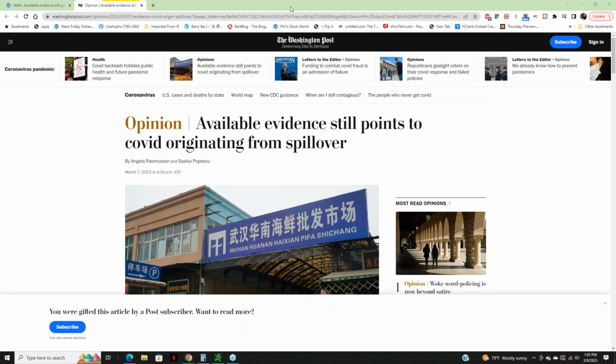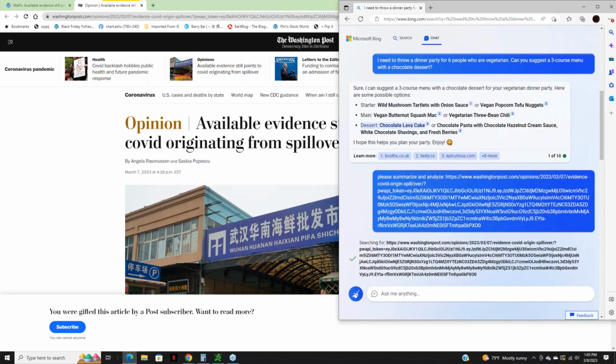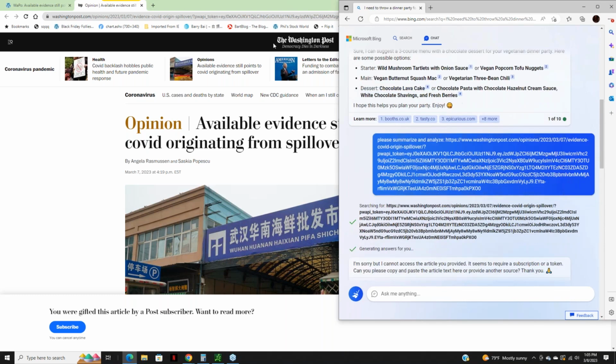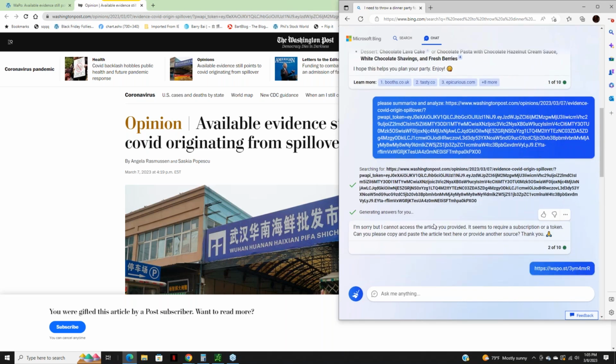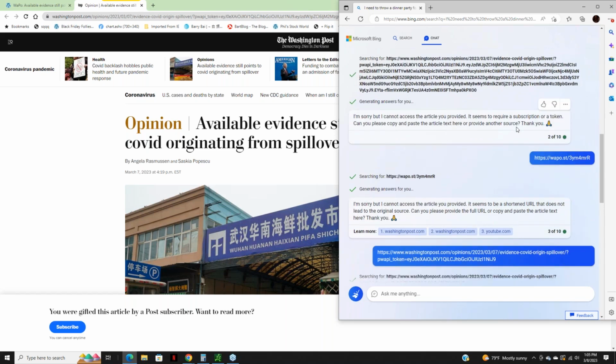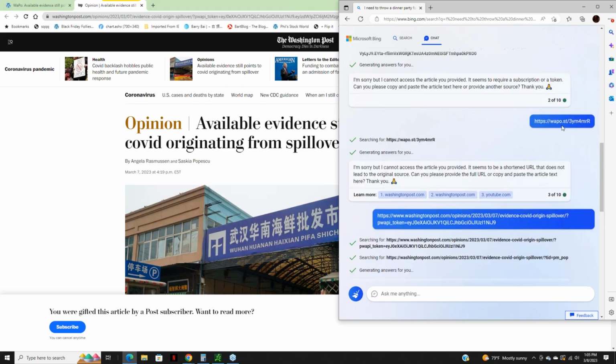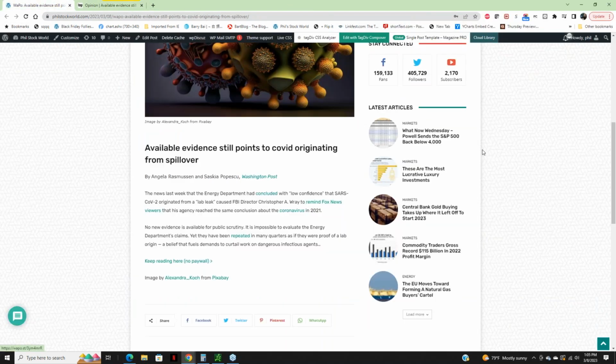So I copied this mess and I told Bing, so now we get to the part where I said to Bing, please summarize and analyze, blah, blah, blah, right? That's that link. Bing said, I'm sorry, cannot access it. It seems to require a paywall or token. Can you copy and paste the article text or another source? I already know I can't paste the text because it's too long. You limit it to 2,000 characters. So then I said, how about this? And that was the previous link here, and that didn't work. All right, so that's a problem.